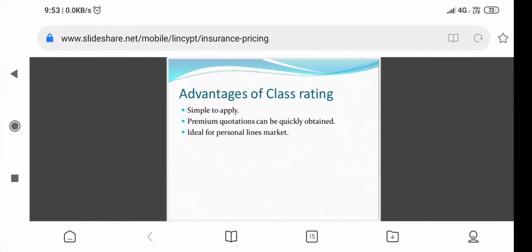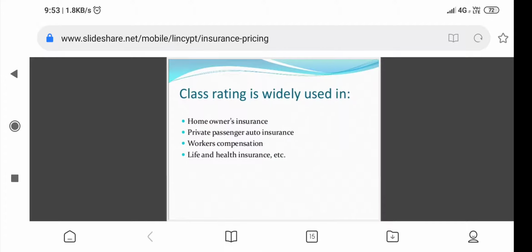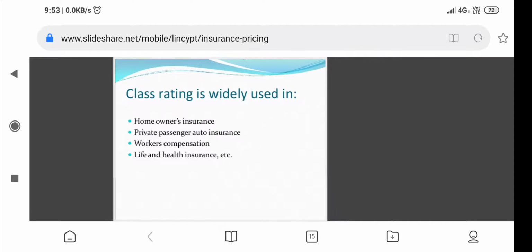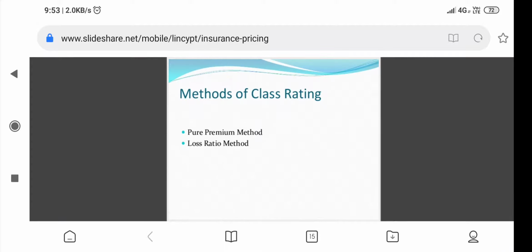same set of factors. Advantages of the class rating method are: it is simple to apply, premium quotations can be quickly obtained, and it is ideal for the personal lines market. Class rating method is widely used in case of homeowner insurance, private passenger auto insurance, workmen's compensation, and in case of life and health insurance. Methods of class rating are pure premium method and loss ratio method.